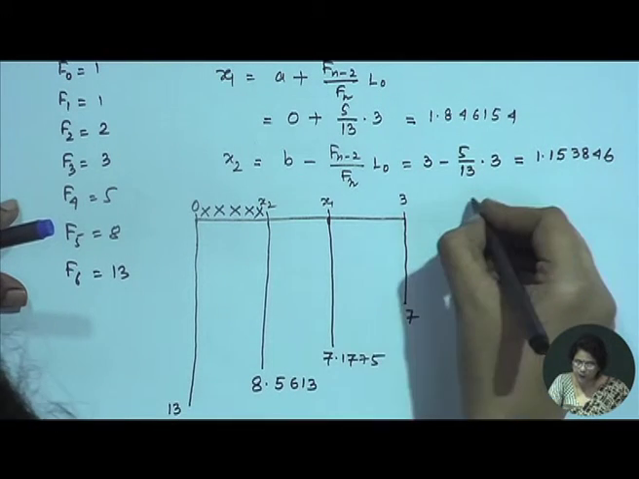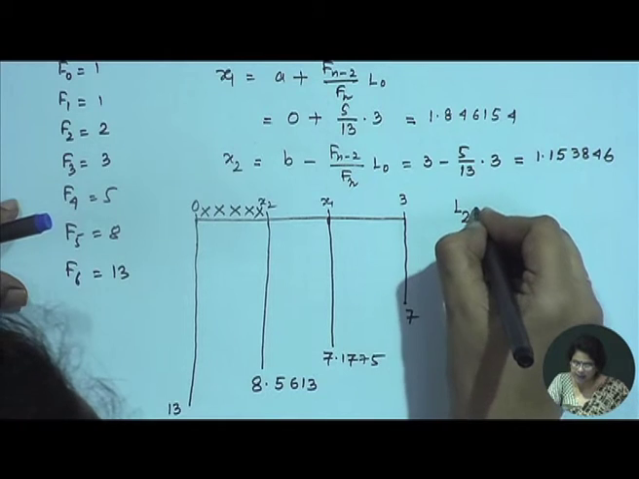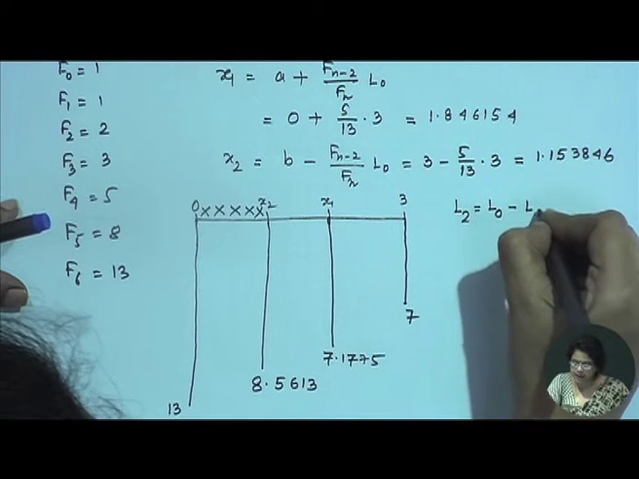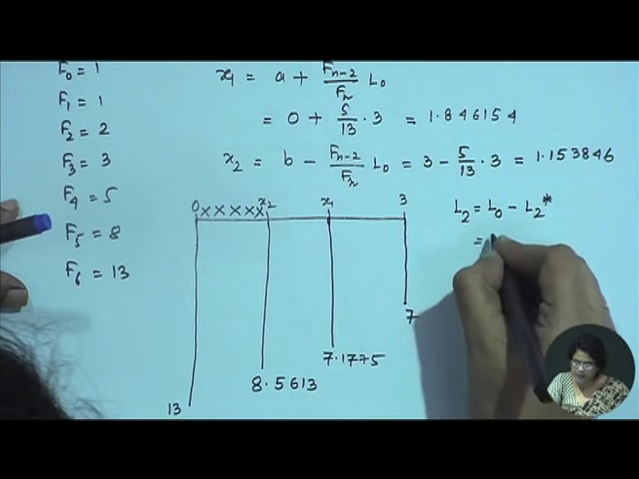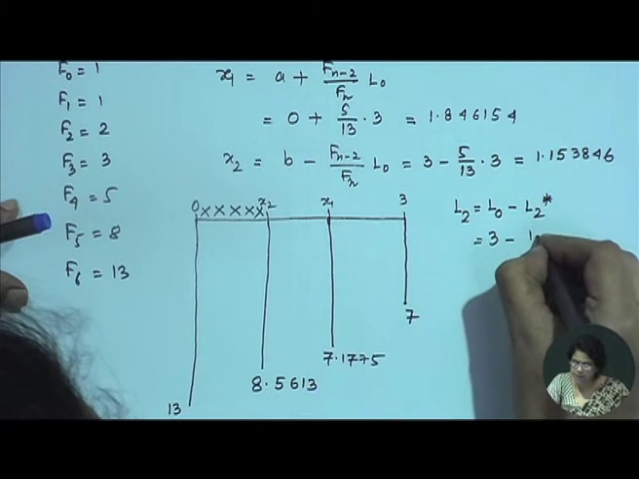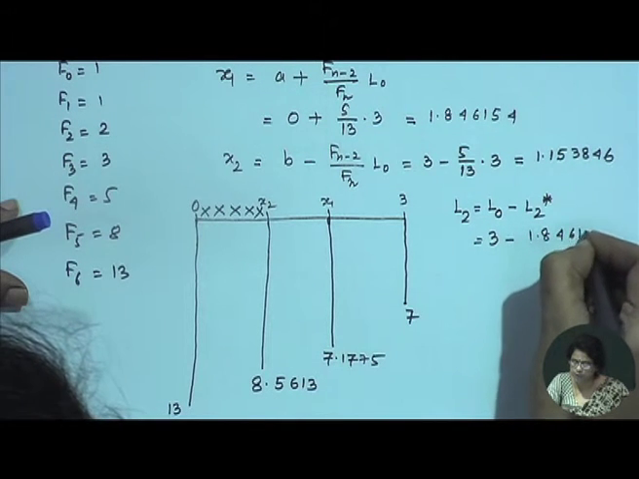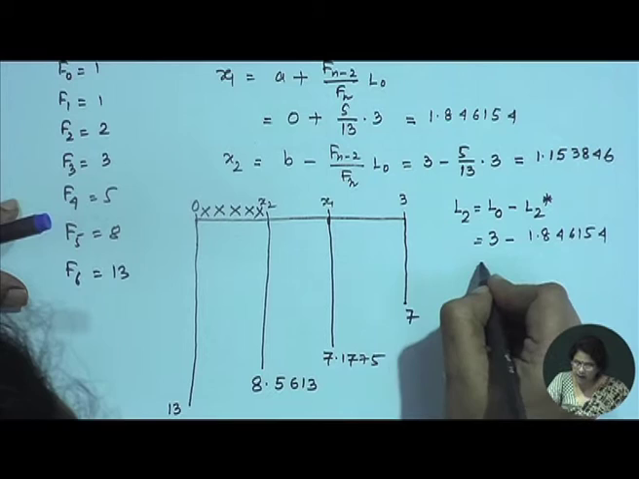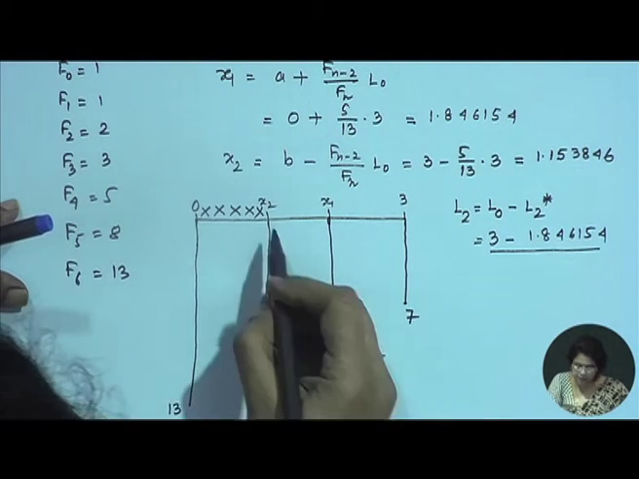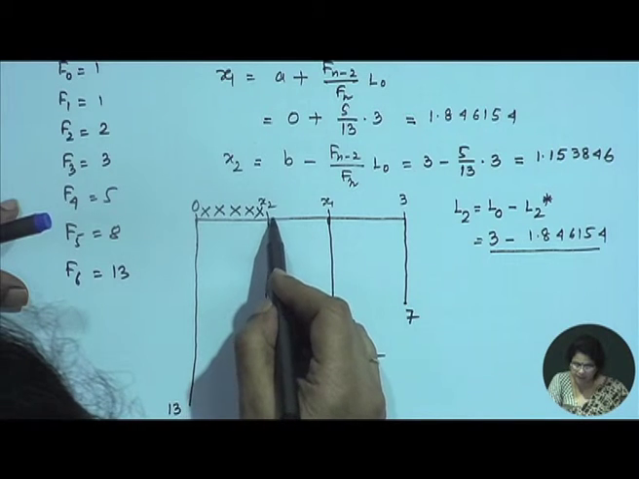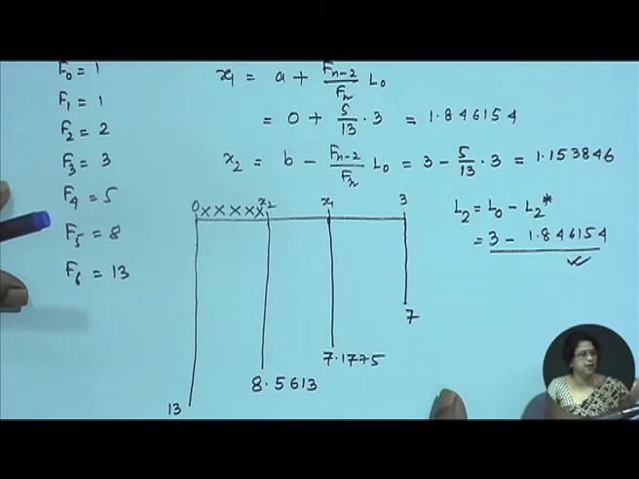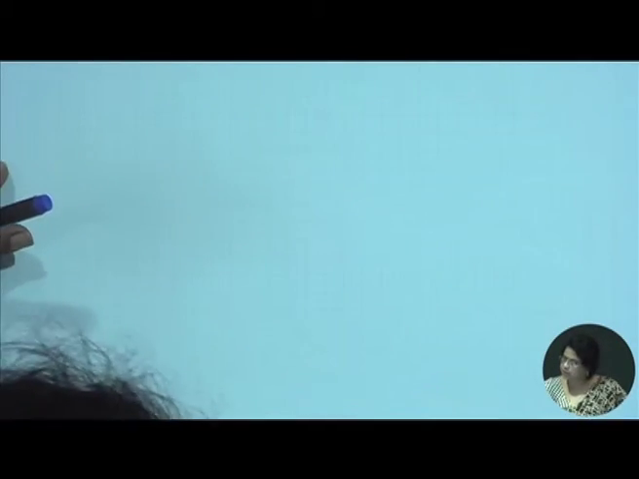If we calculate the new interval of uncertainty, L2 will always come as L0 minus L2 star, that is 3 minus L2 star, which was coming as 1.846154. Okay, you will always get this value. Even from the picture, I will get this interval size in the next one. Okay, I will do the next iteration.